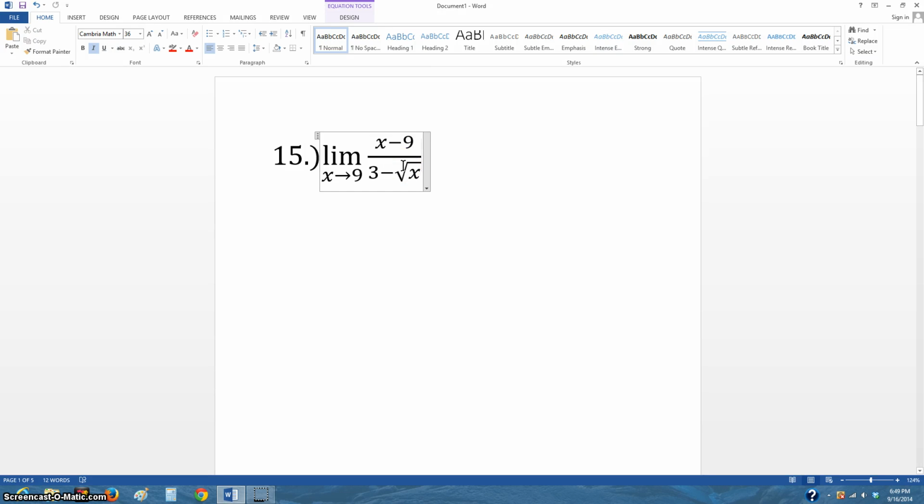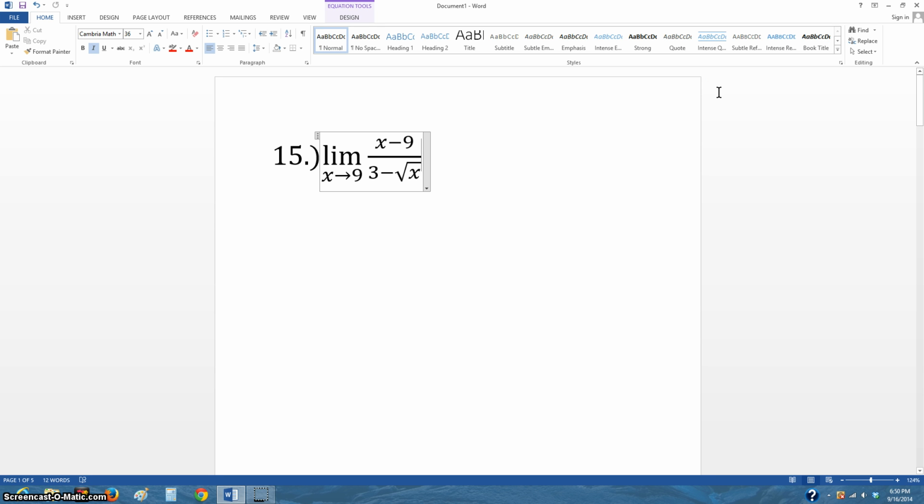Okay, so let's look at number 15. We have the limit of x minus 9 over 3 minus the square root of x as x approaches 9. So the first thing that you want to try is direct substitution. If you were to plug this into the denominator, you get 3 minus the square root of 9, which is 3, and 3 minus 3 is 0, so that does give you division by 0. So that means we have to do some kind of fancy factoring.